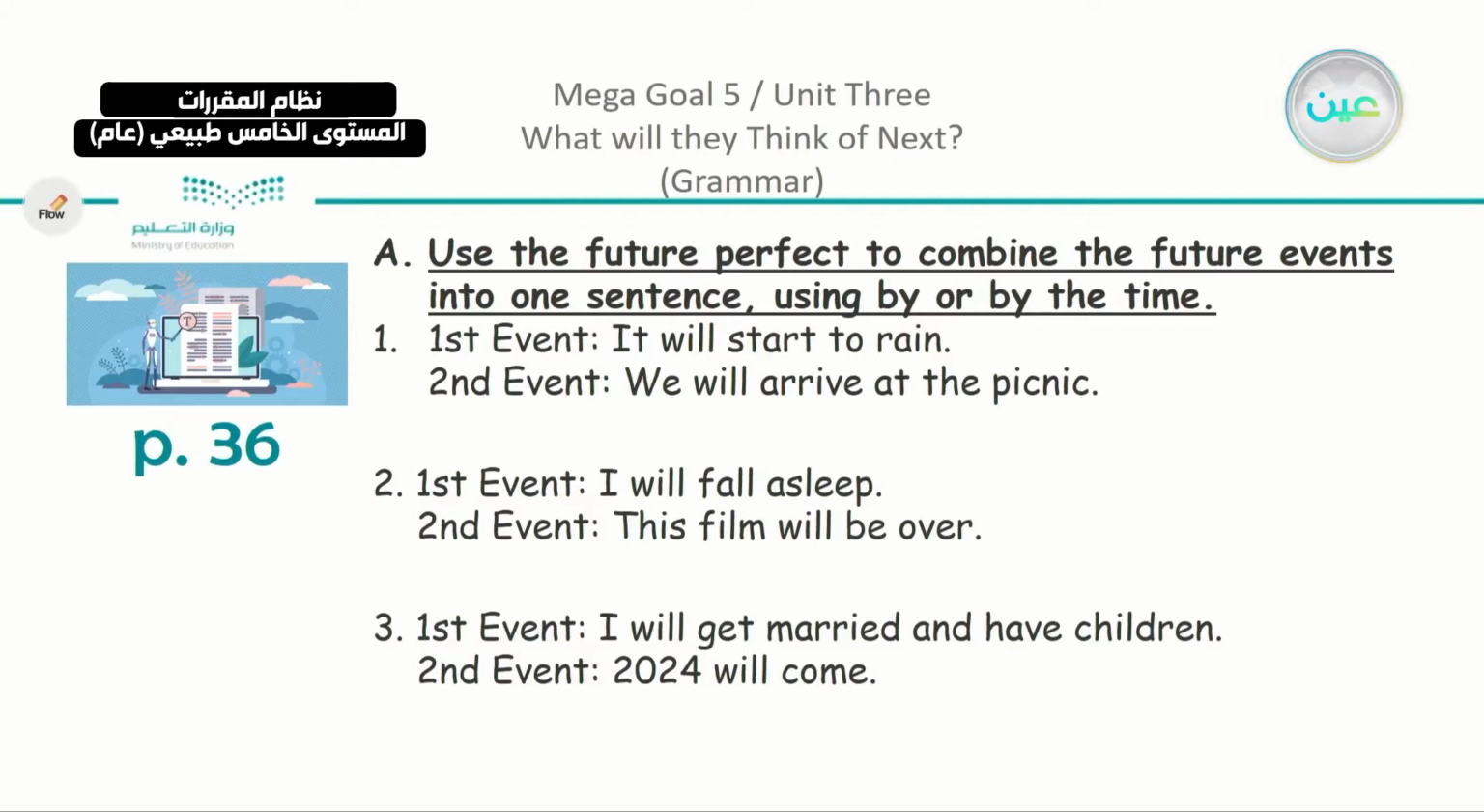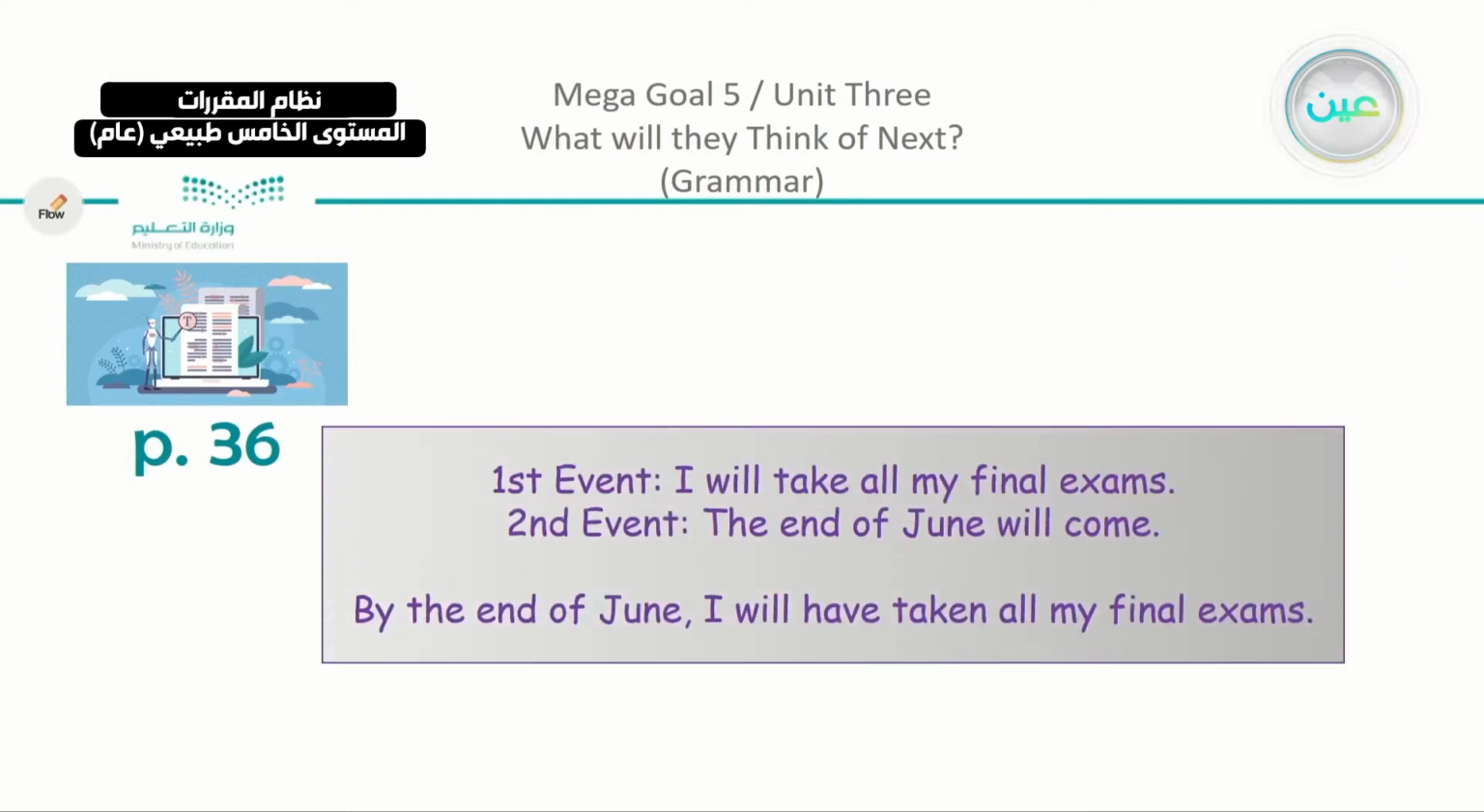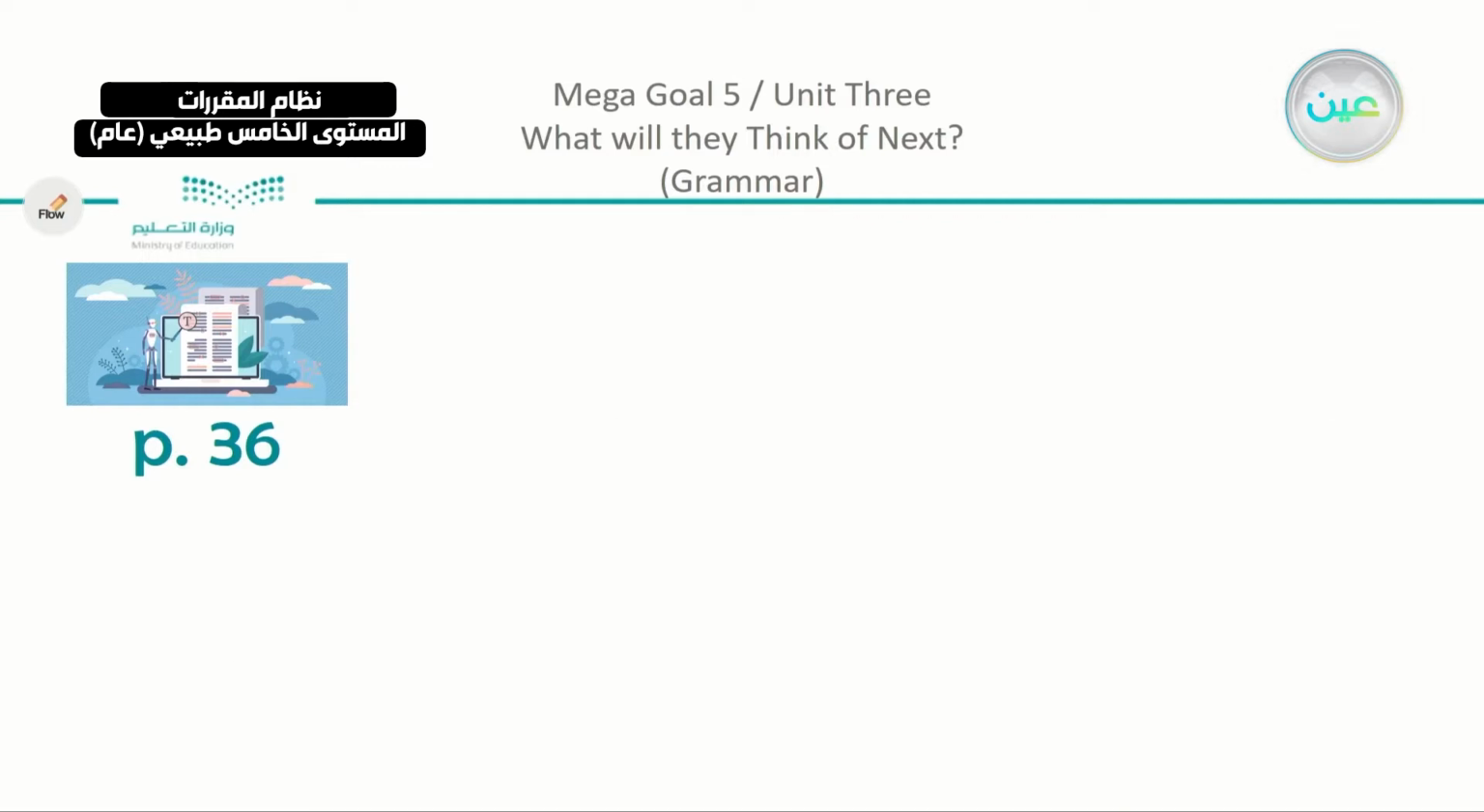Here, the ones that I'm going to apply with you, you have the first one. Just note before we start, this is the example that we're going to follow. We have the first event: I will take all my final exams. The second event: the end of June will come. Now how did they do it? Of course, you have two sentences. By the end of June, comma, one sentence, I will have taken all my final exams. So just keep in mind that you have to change the sentences a little bit.